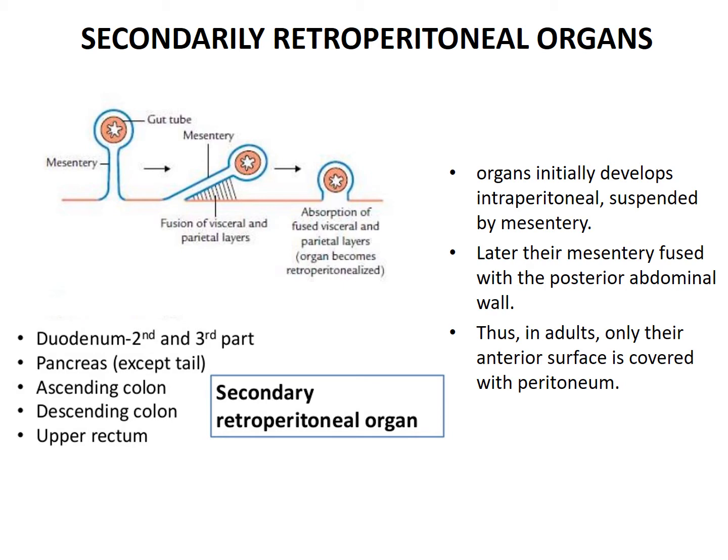So such organs are called secondary retroperitoneal organs, and typical examples of such organs are the second and the third part of the duodenum, then pancreas except the tail of the pancreas, then ascending and the descending colon and upper part of the rectum. And the process of fusion and absorption of two peritoneal layers is called zygosis.